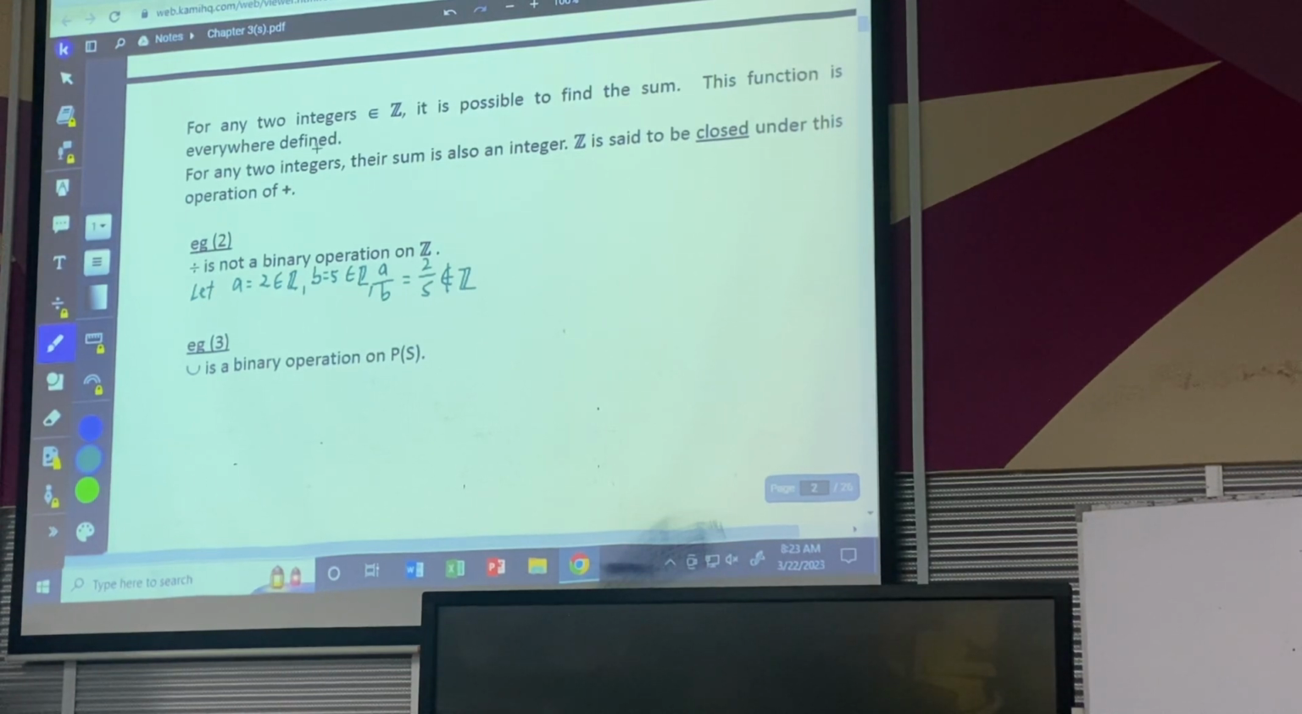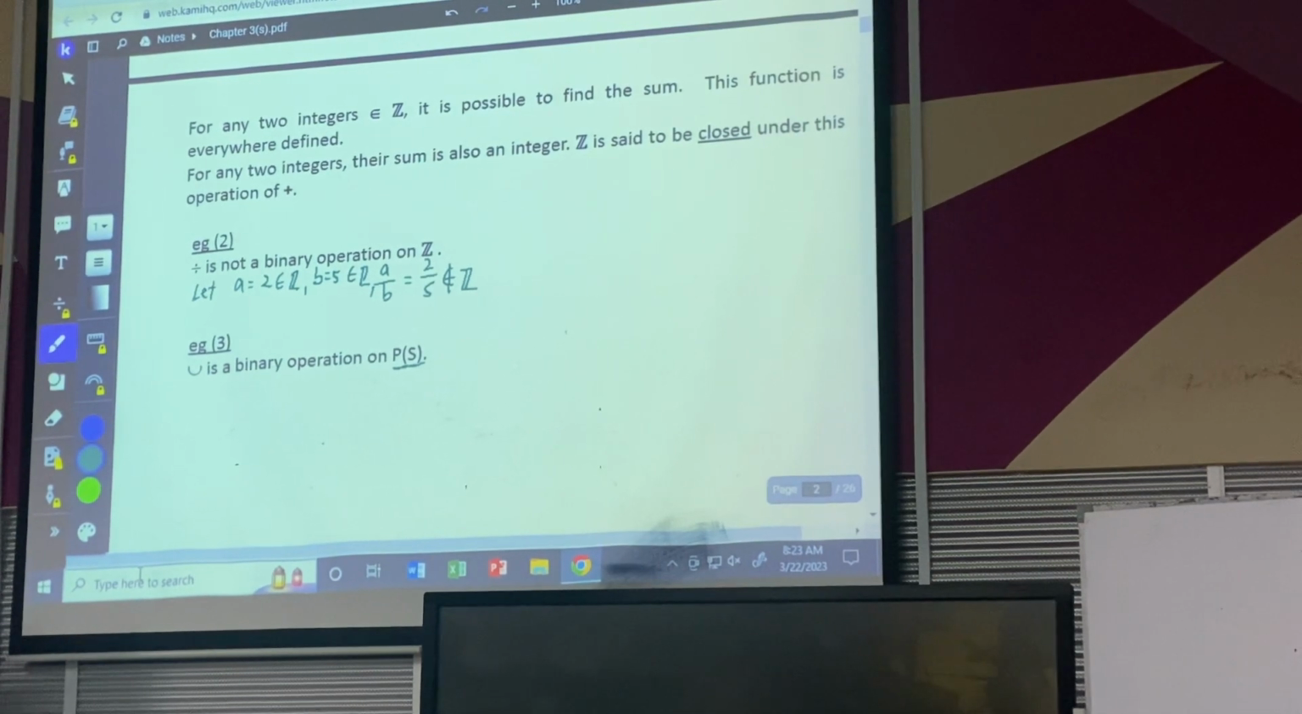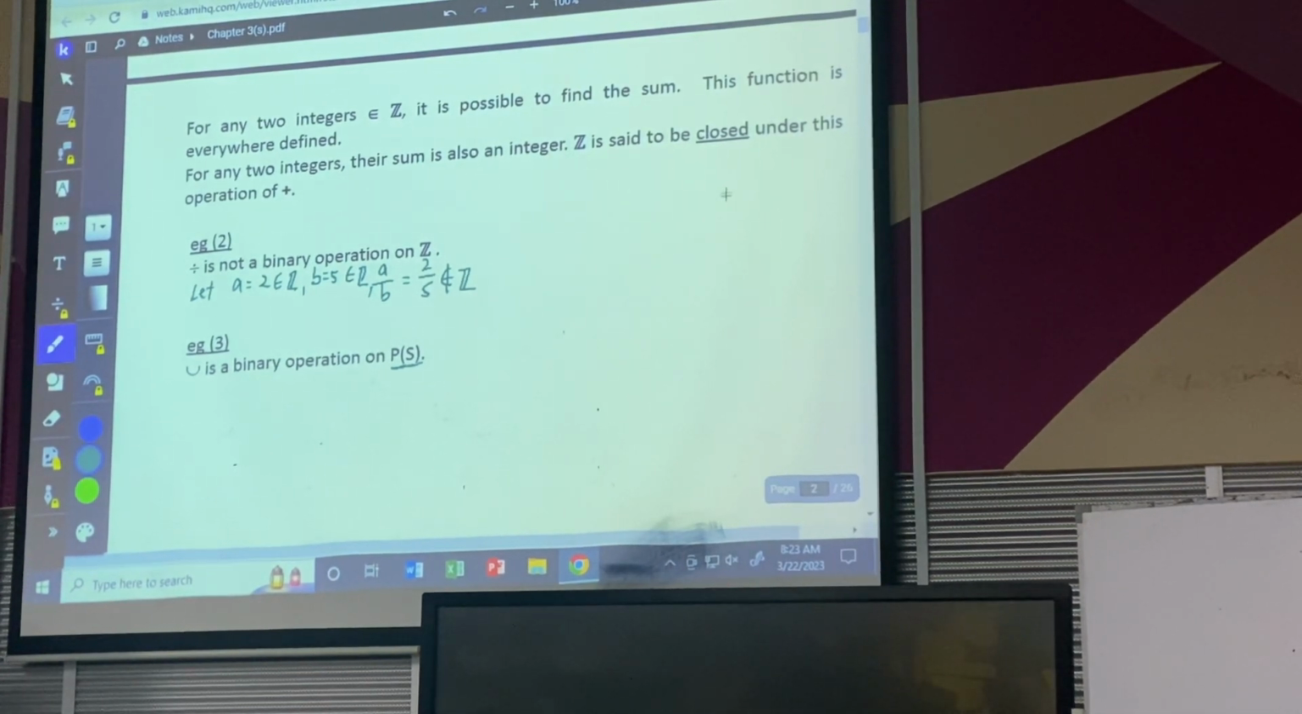Okay, example 3. Union is a binary operation on P(S). What is P(S) again? Remember, you have a set S and you need to find the set P(S). What is P(S)? Who can remember?